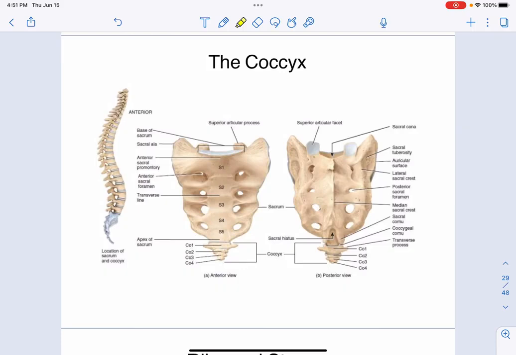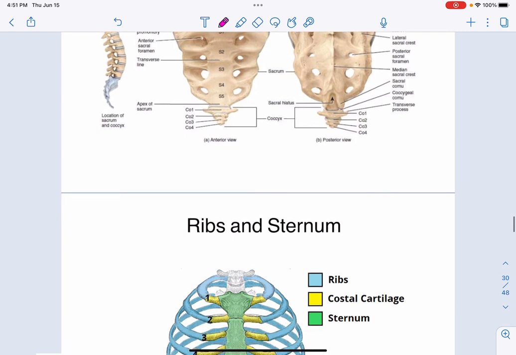This is a picture, probably very similar to the one that you have in your book, which is showing you what the actual bones look like instead of the cartoon version. Again, I only want you to know the features that I pointed out in the last slide, but I put this here so you can at least see what the bone really looks like.